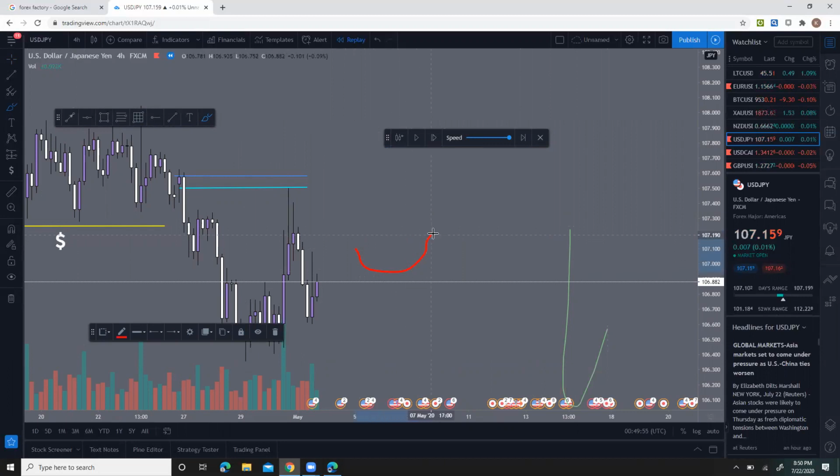Accumulation, markup, distribution, markdown, accumulation, repeat. And in between, reaccumulation, which looks like a flag, and redistribution, which also looks like a flag. That's just it in its simplest form. There are also specific points, like your preliminary support, buying climax, selling climax, secondary test. The course gets really in depth on that. Even the free group gets really in depth into that.